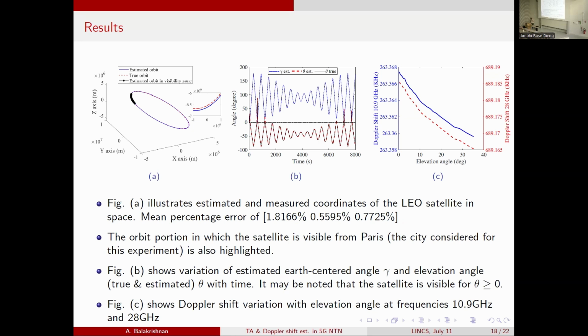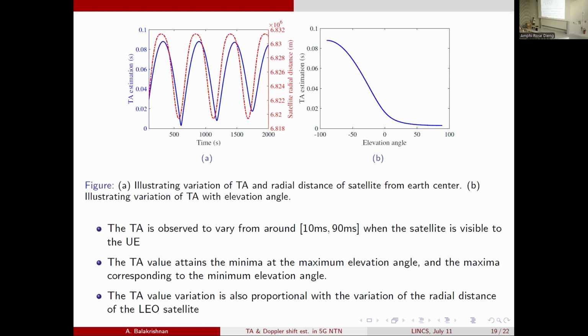The Doppler shift has been computed for two bands of interest. One is 10.9 gigahertz. The second is the 28 gigahertz band, which is of interest to the satellite operators. For the timing advance estimation, figure B might be of interest, where we observe that the timing advance is maximum at the minimum of elevation, and the timing advance is the least at the maximum of the elevation, which corresponds to the zenith, kind of. For the Paris region, we observe the timing advance to vary from roughly 10 milliseconds to 90 milliseconds.